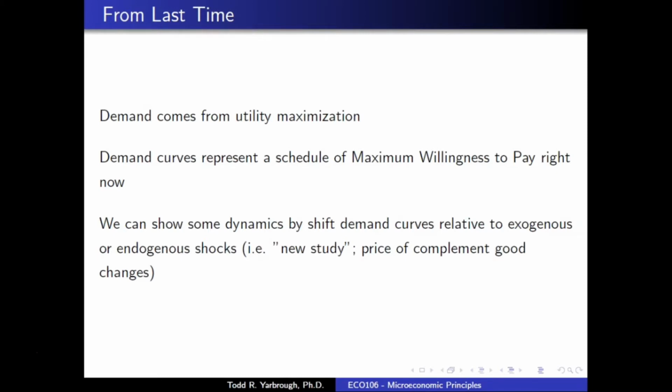And we can show some dynamics within the demand curve by shifting it based upon certain exogenous or endogenous shocks. A new study was performed on a product, and we find that it cures cancer, for example. That could cause a shift of the demand curve. Or we saw even something like the price of a complement good. This can cause the shift of the demand curve. We're going to talk about shifting demand curves and obviously shifting supply curves a lot more, but it's good to go ahead and get that idea in your head.